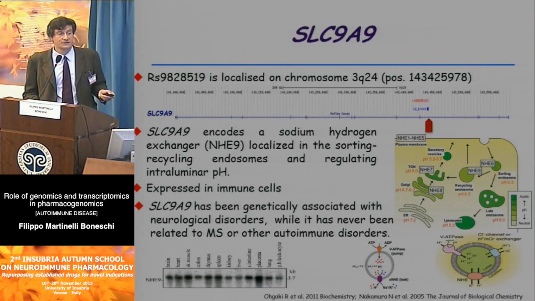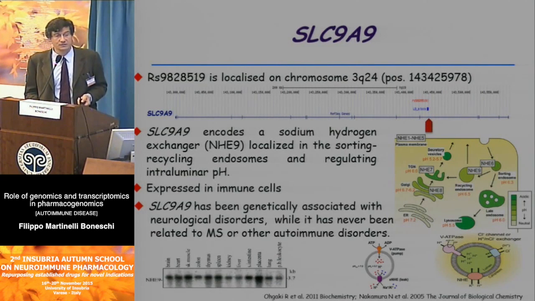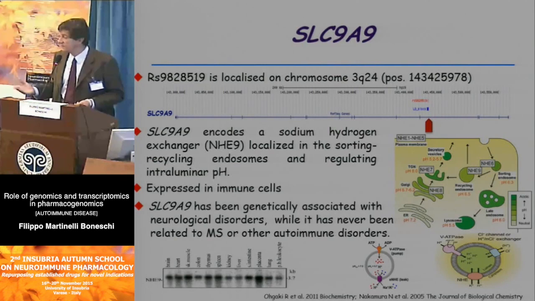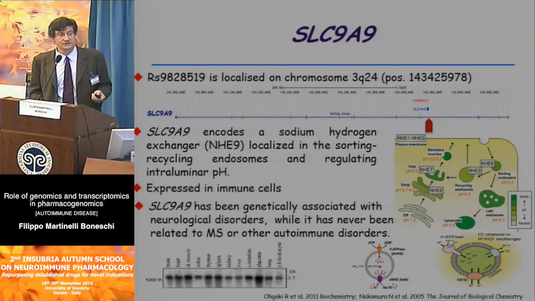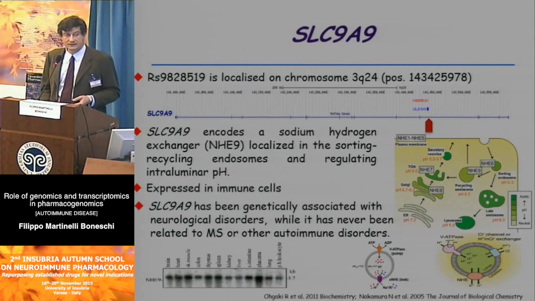It is highly expressed in immune cells, which is important because, of course, in the case of genes which are not expressed in immune cells or in the central nervous system, it is more difficult to think about a role in the disease. And it has been genetically associated with neurological disorders, mainly autism or other neurodevelopmental disorders, but not MS, at the time in which we started to study it.